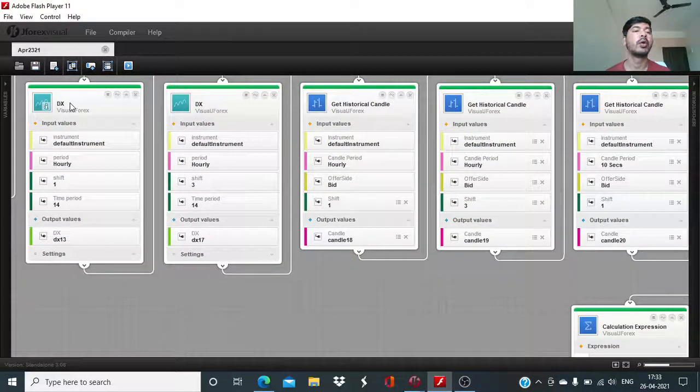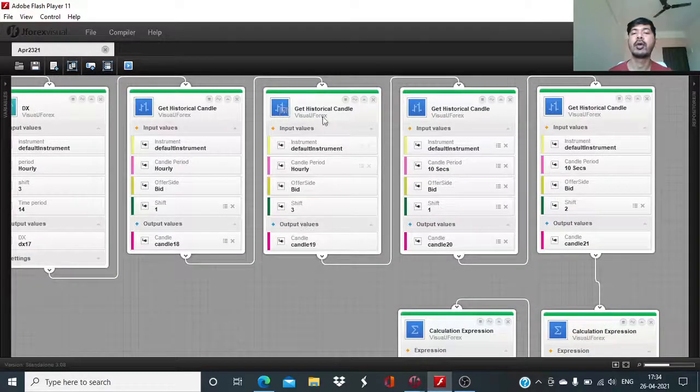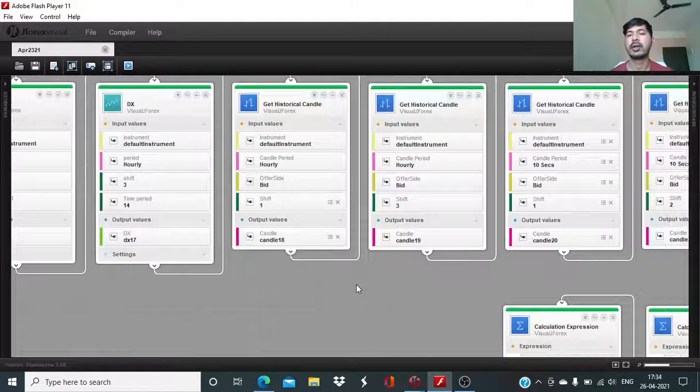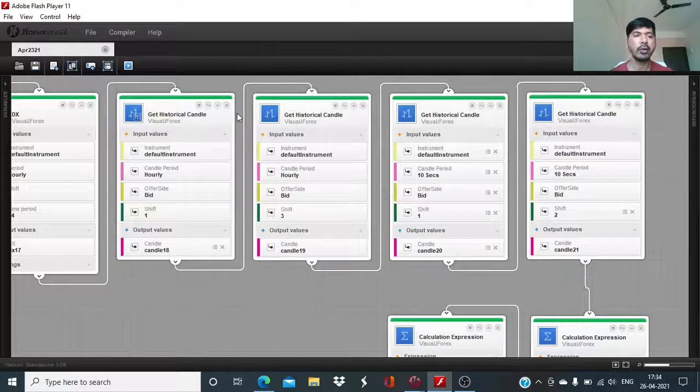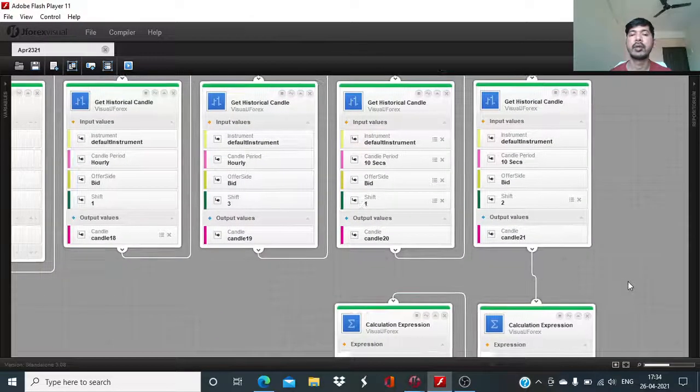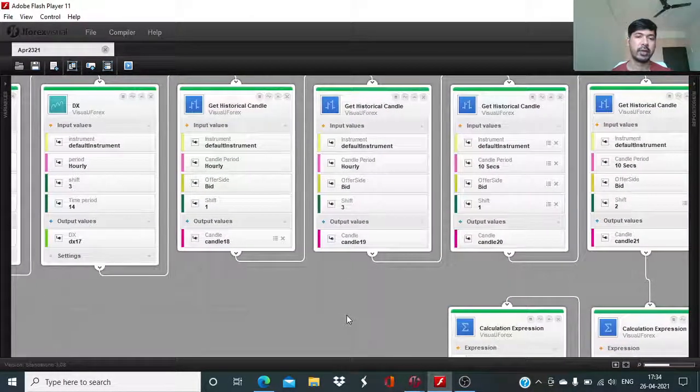And as you are well aware, the DX gives the idea of the strength of the trend, not the direction of the trend. So these output values will be utilized to simply see whether the strength is good enough for the underlying trend, and for the trend we will be relying on these get historical candle blocks. And I think utilizing these two values, we will be in a good enough position to pinpoint the entry and exit points, and also the probability is likely to be on our side as we will be trading with the trend. So let us get started.